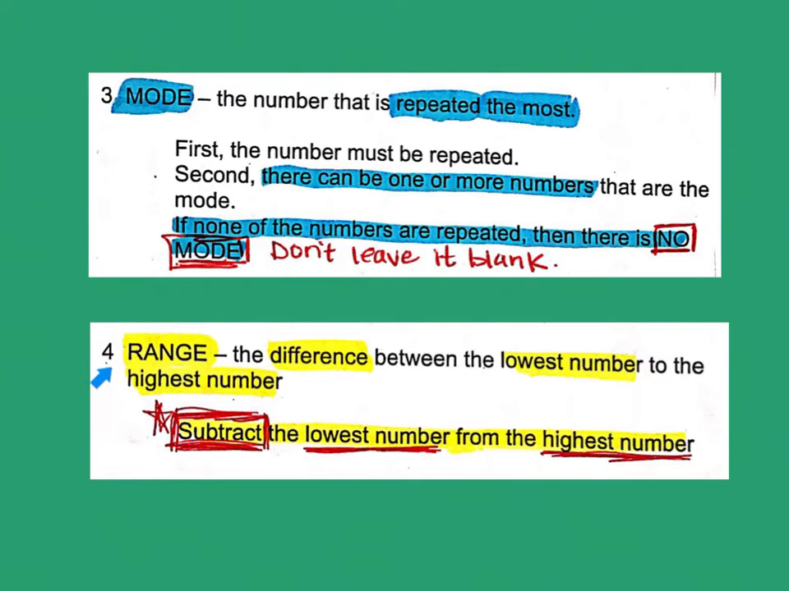And the last one is range, which is also super easy. Range just wants us to identify the lowest number and the highest number and then subtract them to find the distance in between them. So now let's look at a couple of examples.